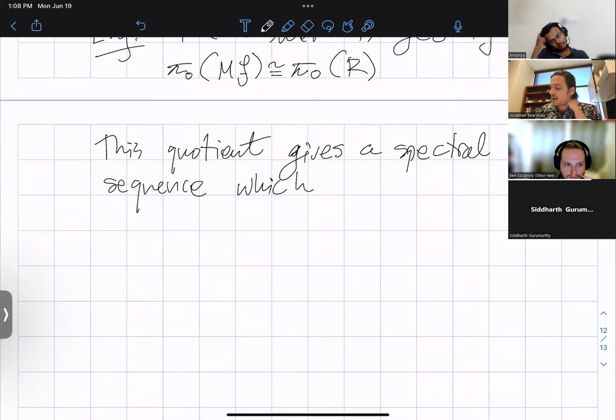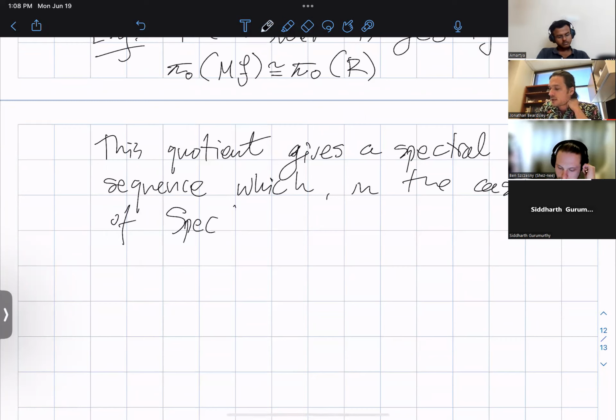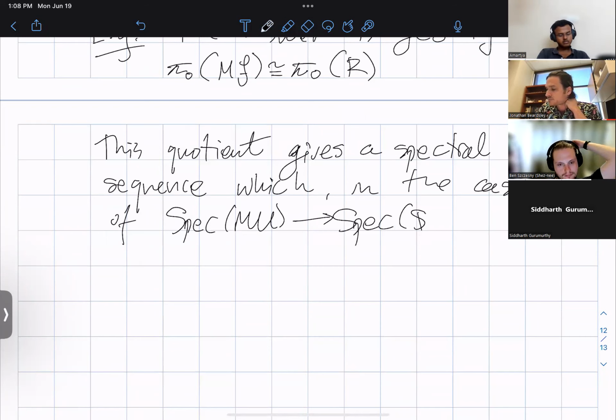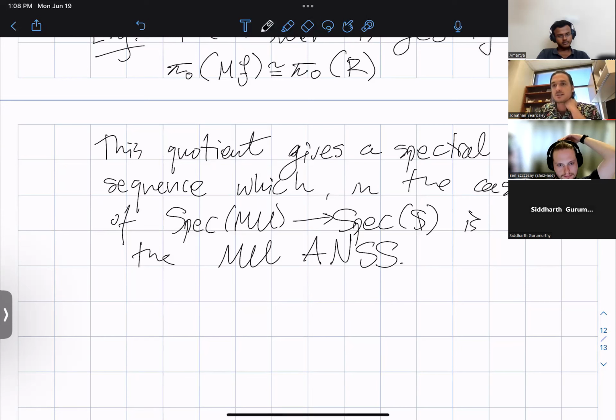Maybe I'll say this. In the case of spec of MU over spec of S, it is precisely the MU-based Adams-Novikov spectral sequence. So in other words, the Adams-Novikov spectral sequence is really a descent spectral sequence.